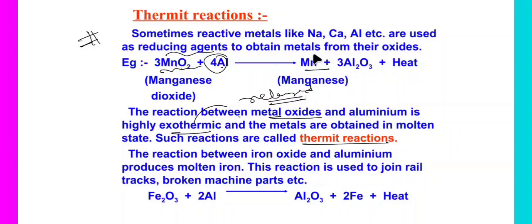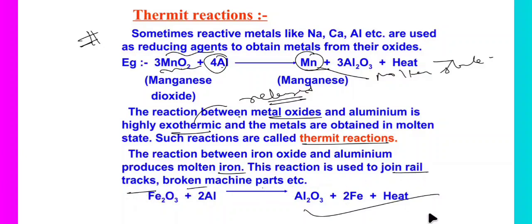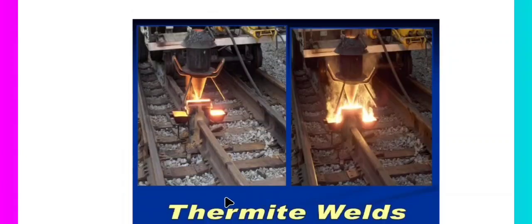And so this metal so obtained is in which state? Molten state. Okay, the reaction between iron oxide and aluminum produces molten iron. The reaction is used to join rail tracks, broken machine parts, etc. So you can study. Okay, this is thermite welding. We have already discussed it.